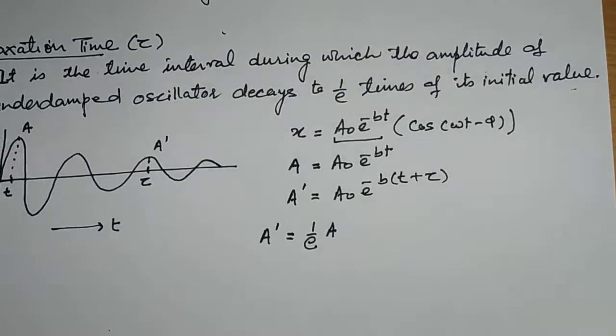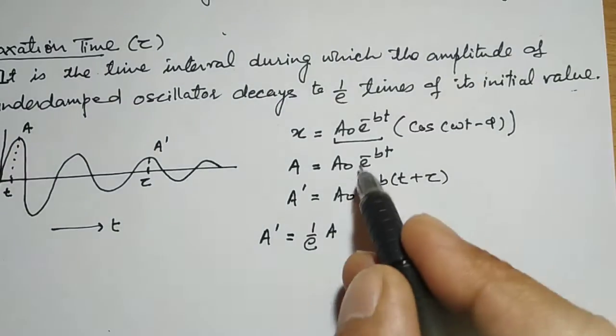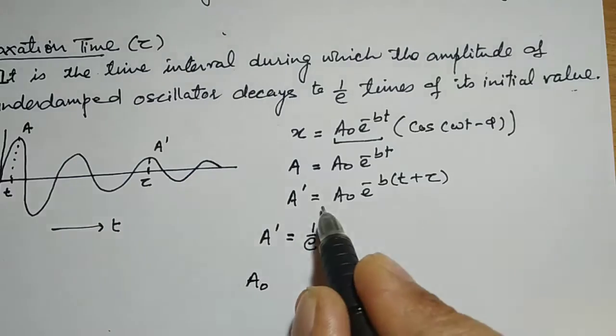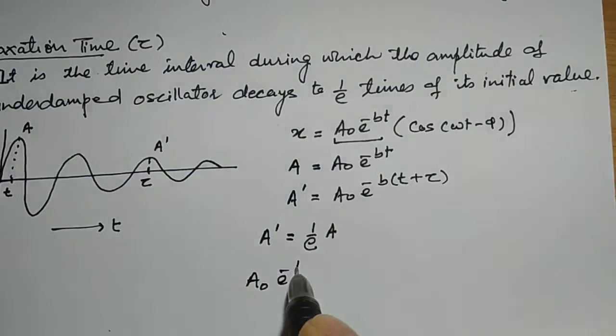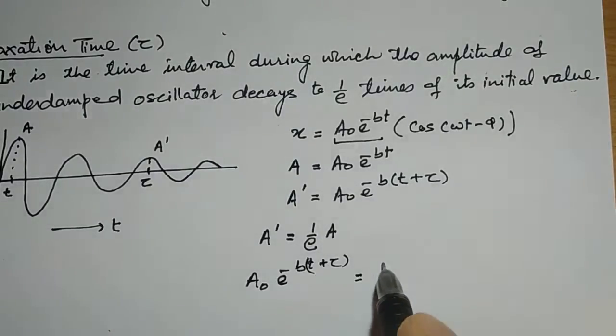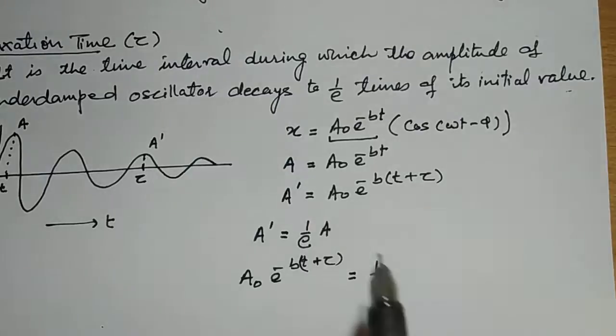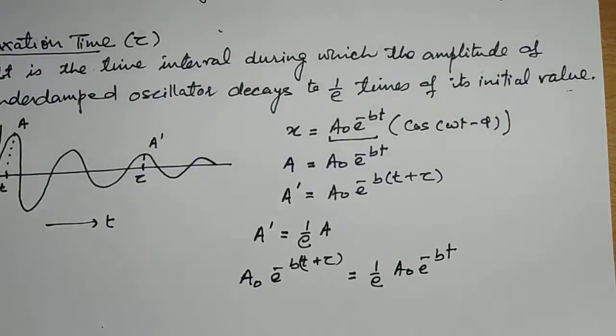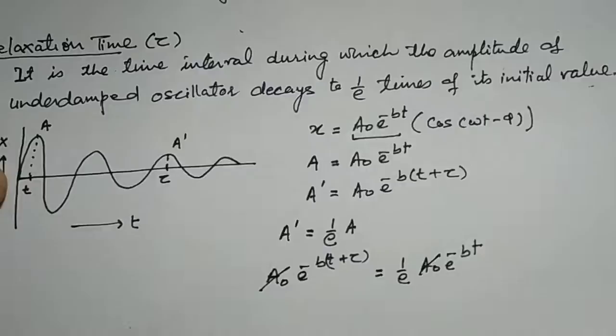So if it is so, we can substitute the values from here. A prime, which is a naught e to the minus b (t plus tau), is equal to 1 over e times the value of original amplitude, that is a naught e to the minus bt. Now here a naught will cancel out, and we can write the equation.